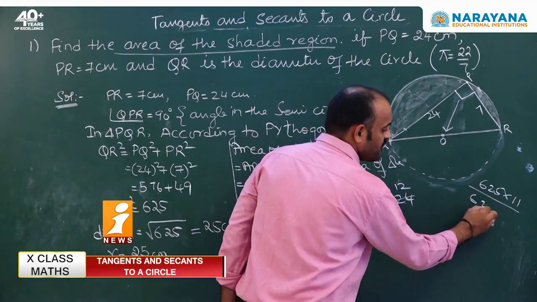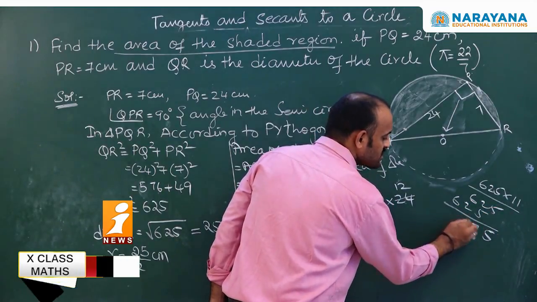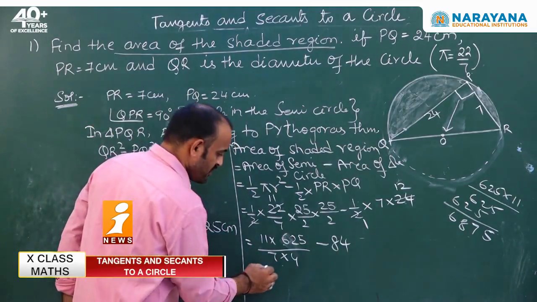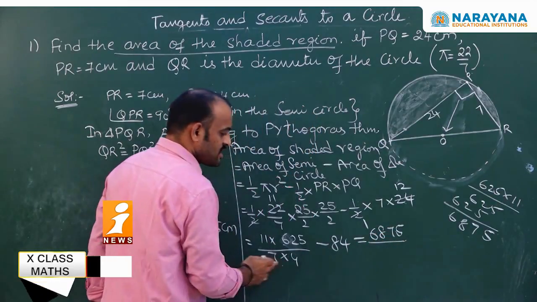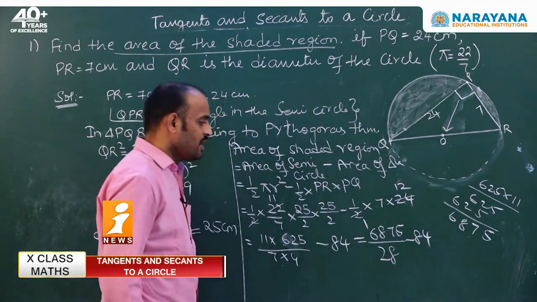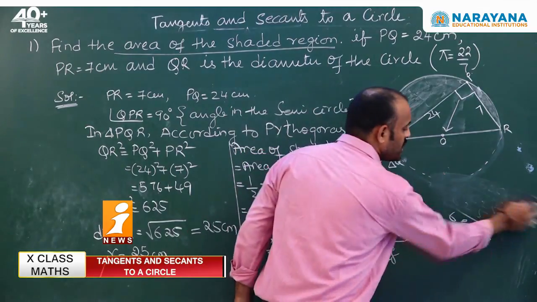So 1 into 625 and 625. It gives you 6875. 6875 by 7 4s are 28 minus 84. I need to do this division part. See here, I will do the division here.